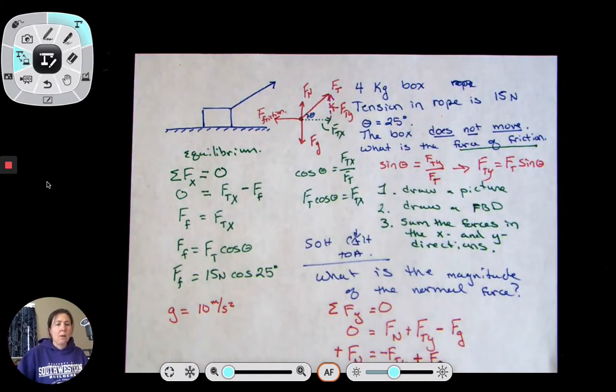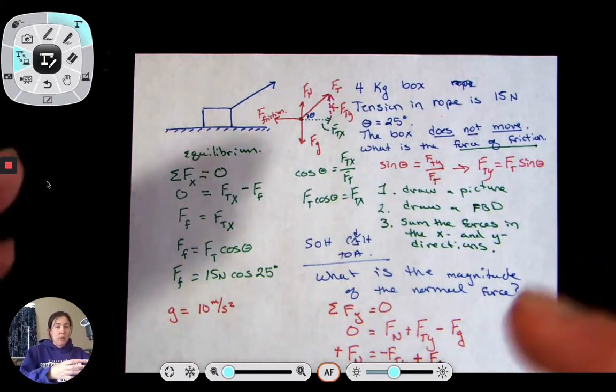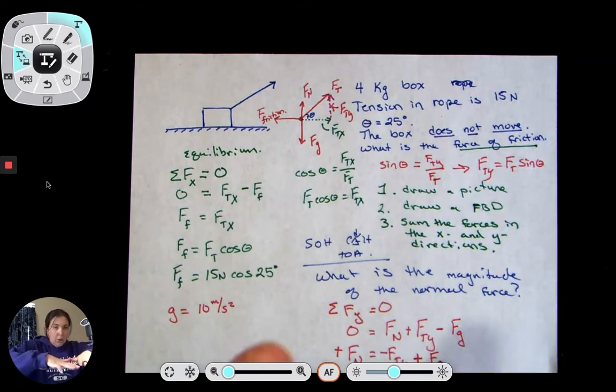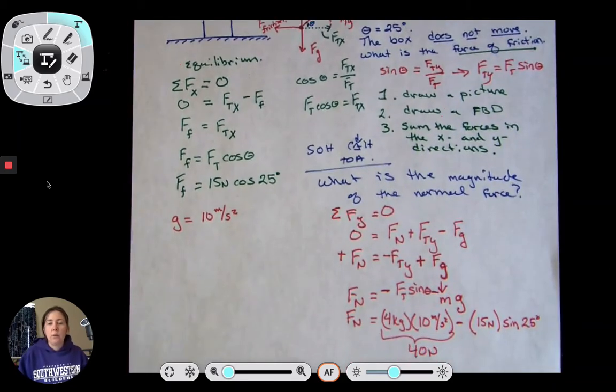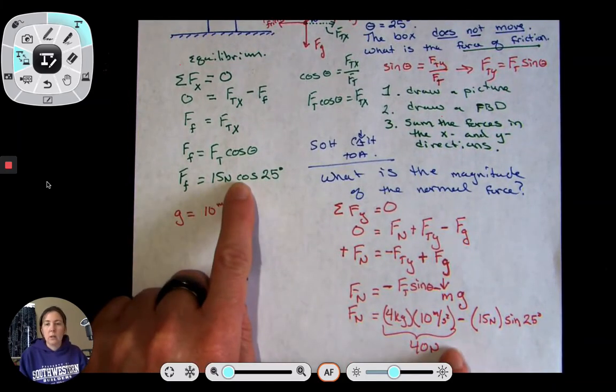Think about standing on a bathroom scale and having your friend pick you up versus push down on you. If your friend is pushing down on you, that scale, which actually reads your normal force, will be bigger. But if they're pulling up on you, even just a little bit, you're going to weigh less. The scale, which reads your normal force, will give you a lower weight. So if you're pulling up, the normal force will decrease. And if you're pushing down, the normal force will increase. I trust that you have calculators there that you can plug these numbers in and get an answer.